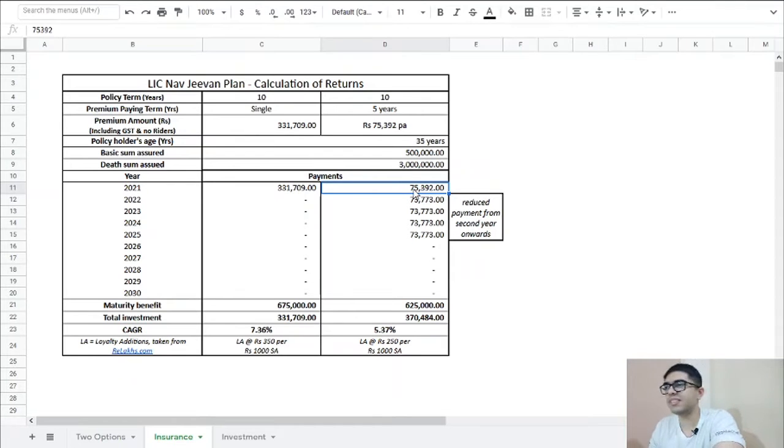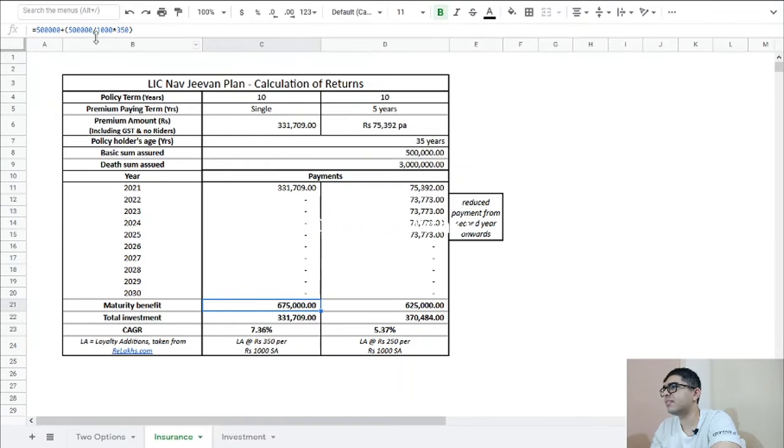First year premium is 75,392. Next year premiums are reduced. This could be for any reason. I'm assuming it's because of the costs that the insurer typically charges. ठीक है? So this year, this is basically the maturity benefit.